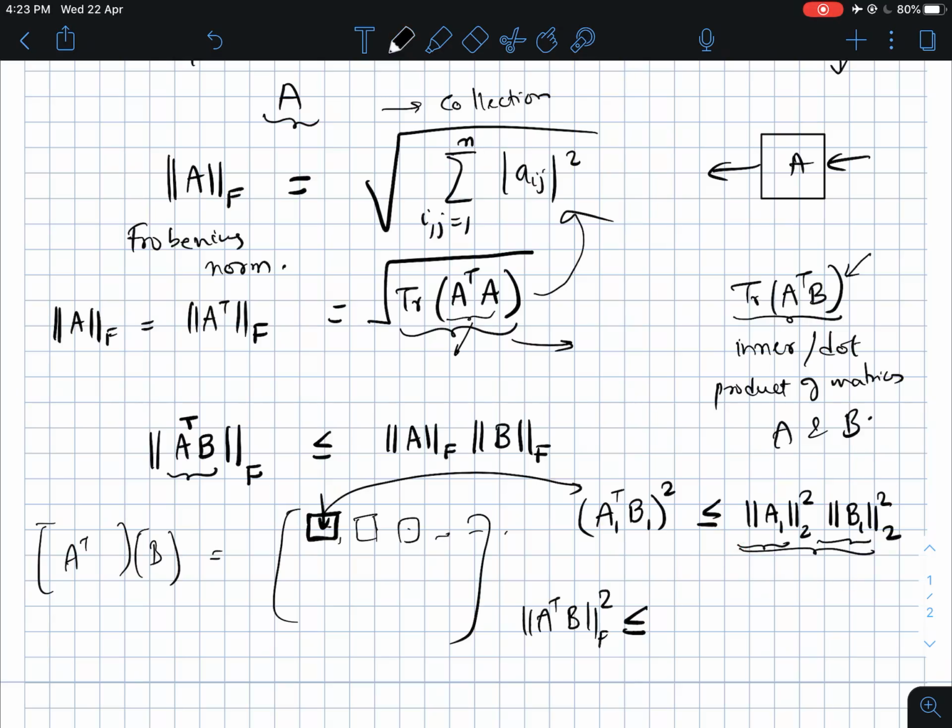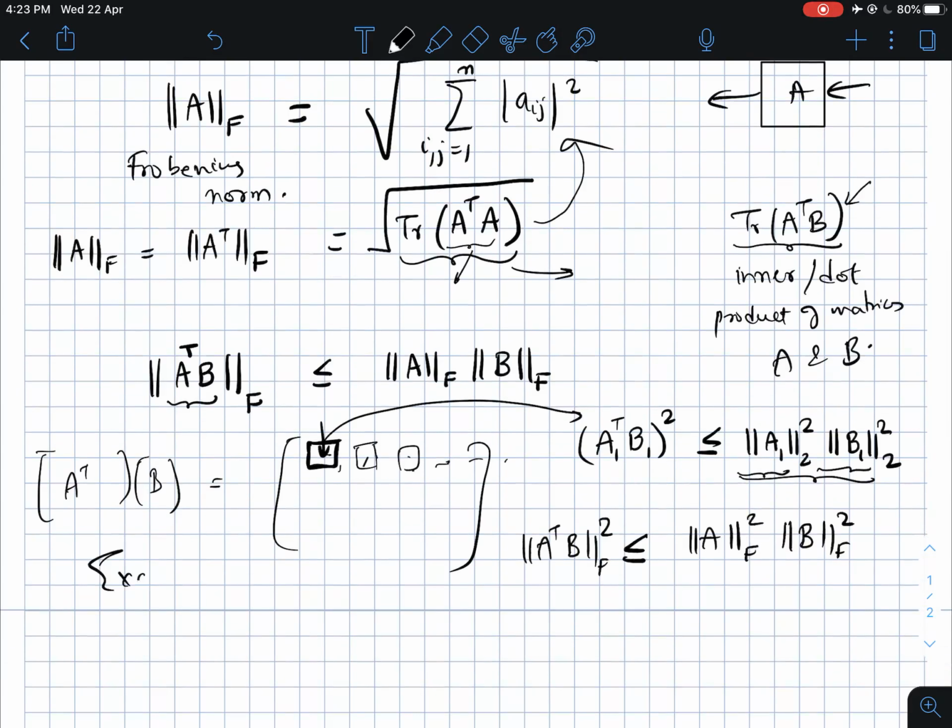Here you are going to get the 2 norm of the first column of A squared times the first column of B squared. Here you are going to get the 2 norm of the first column of A square multiplied with the second column of B square. Here first column of A square, third column of B square, and so on and so forth. When you add all these terms, what do you get? Just by taking things common, you can see that you will get the Frobenius norm of A square times the Frobenius norm of B square.